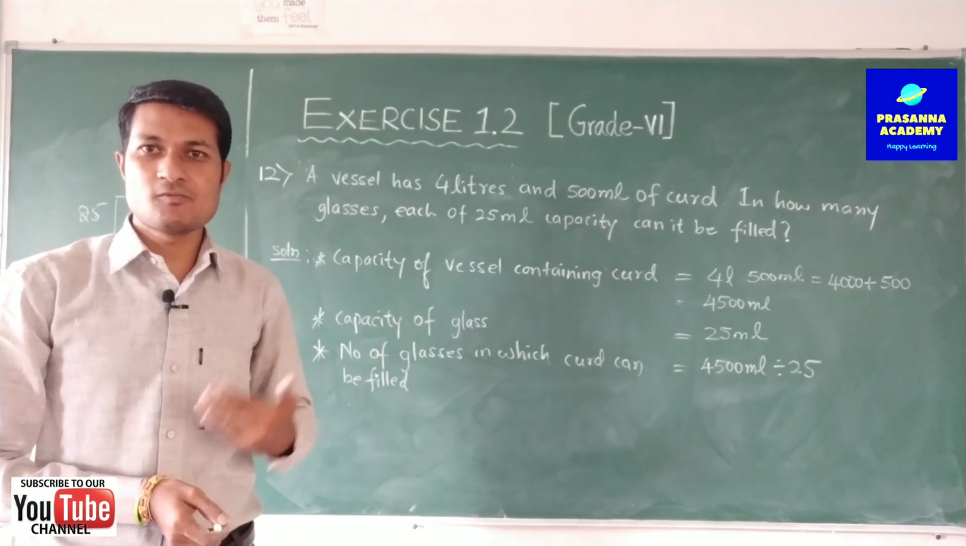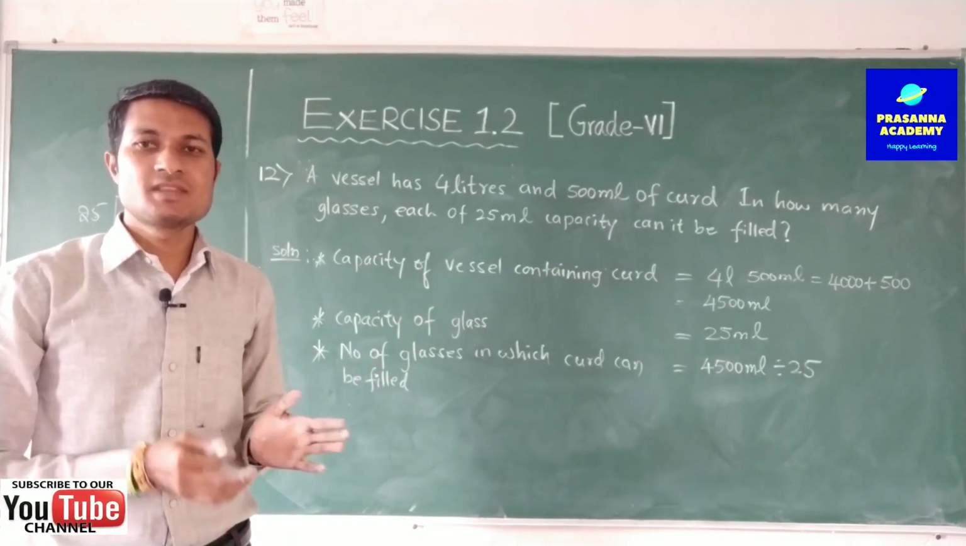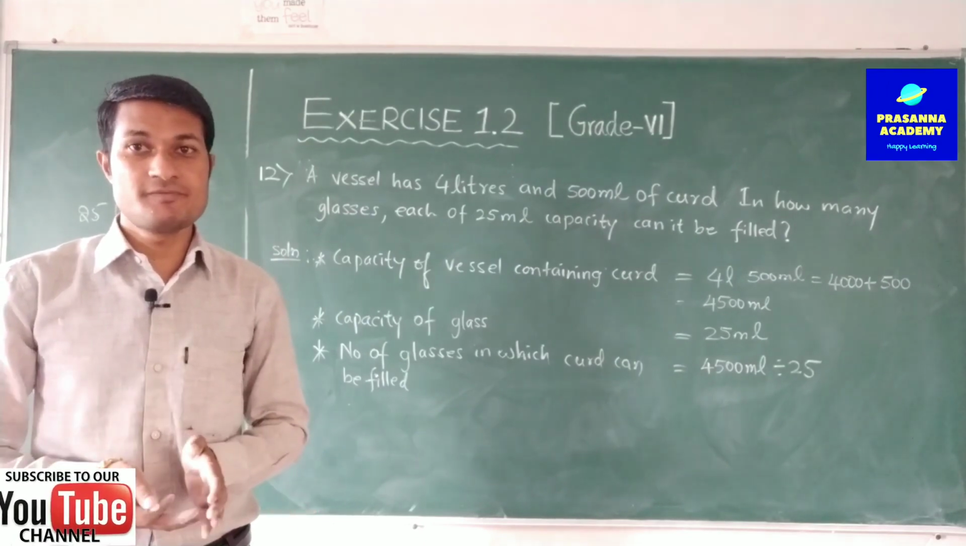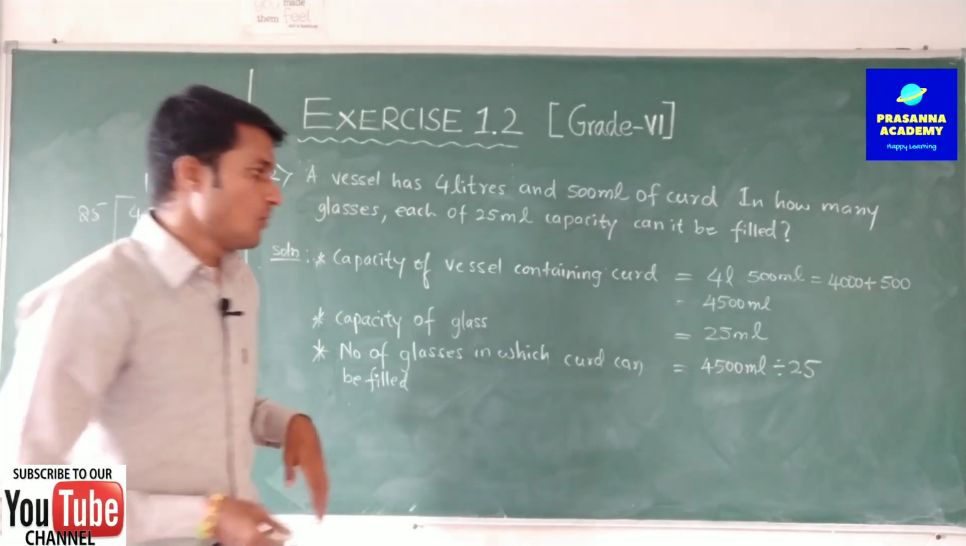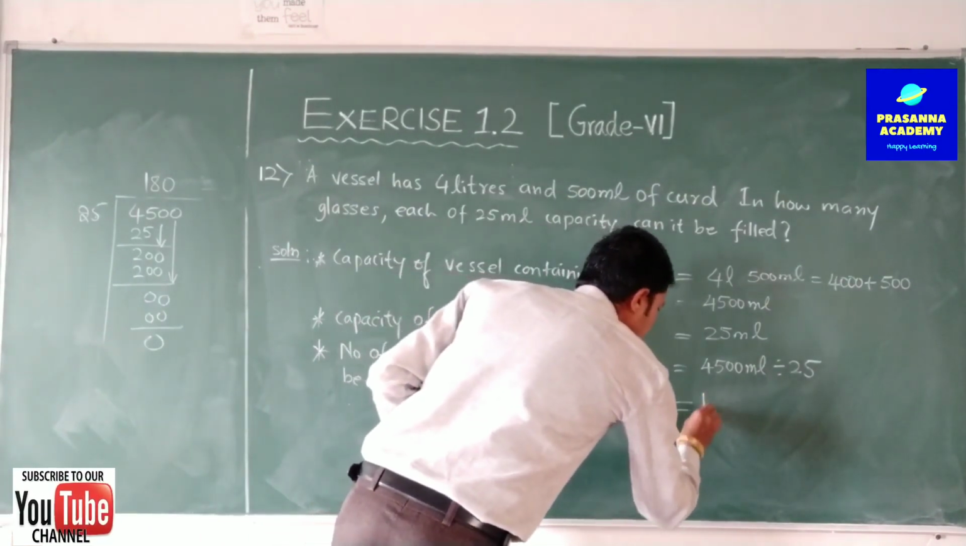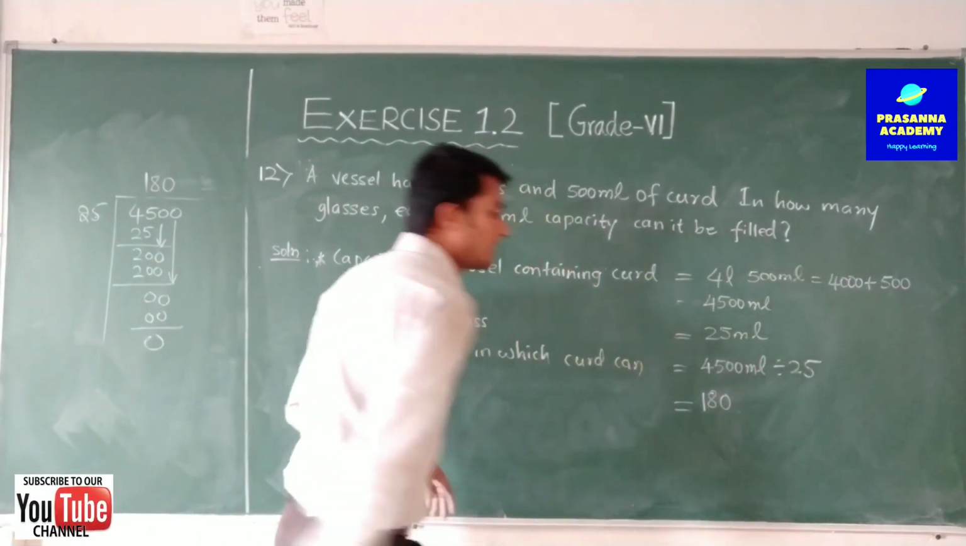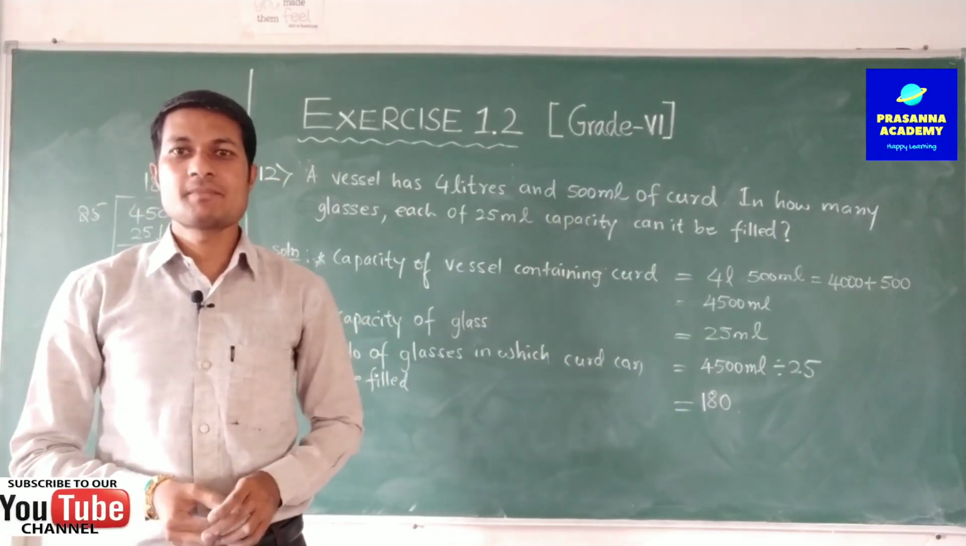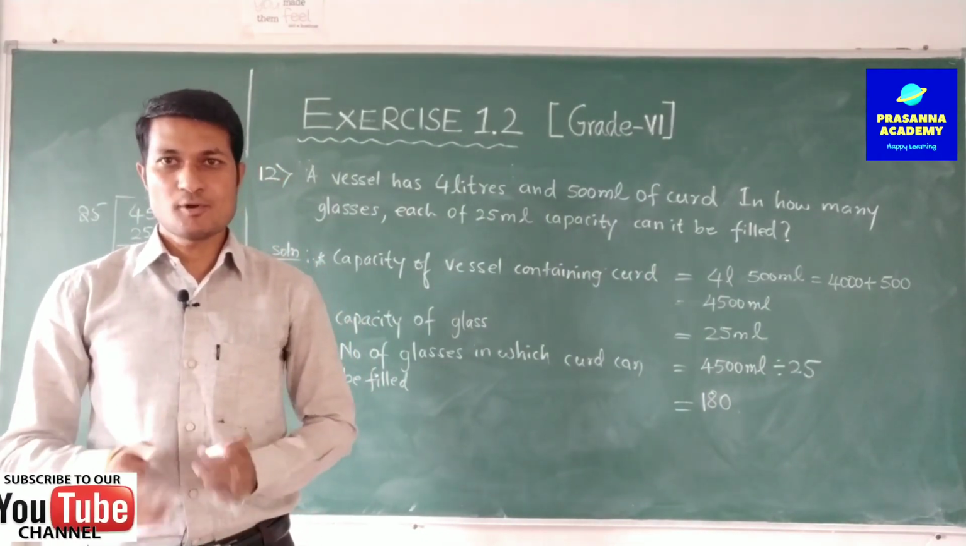So this 180 shows the number of glasses required to transfer that whole amount of curd present in the vessel to the glasses. The number of glasses required is 180. So this is how story problems can be solved, by understanding them properly.